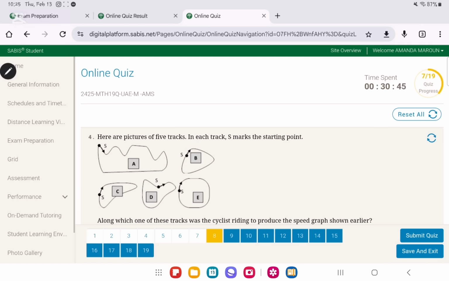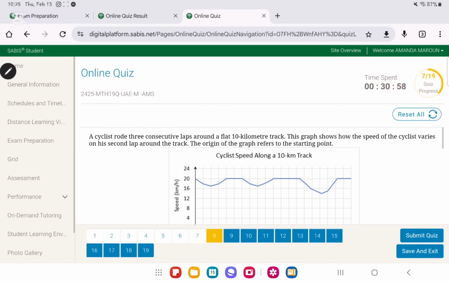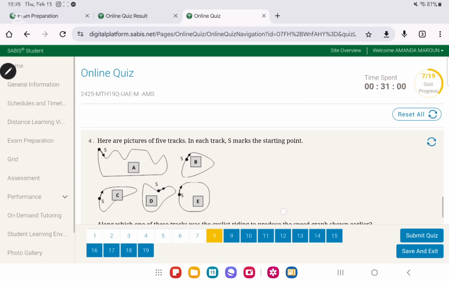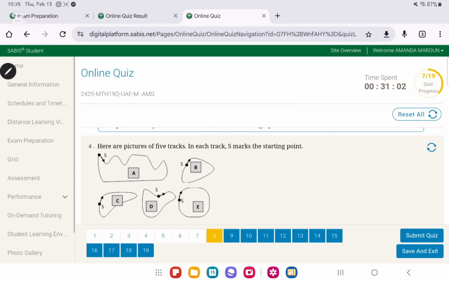So if you're gonna start, let's say you did not know that it was B at first, okay? You have pictures of 5 tracks. You will use the process of elimination. So for the first one, his speed is decreasing. That means he is definitely going up. So you're gonna eliminate all of those where he is going down. So you're gonna eliminate this one, and you're only gonna eliminate this one, okay?